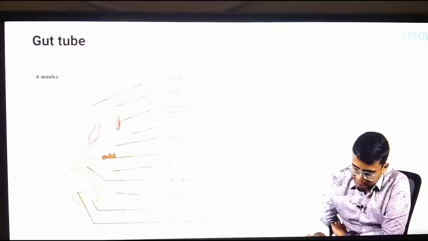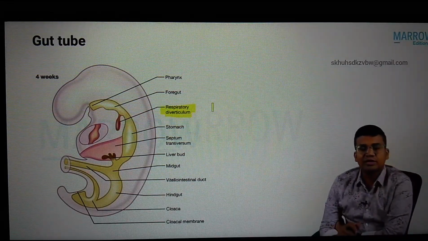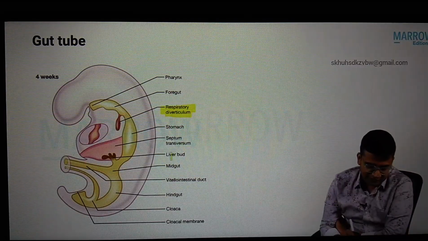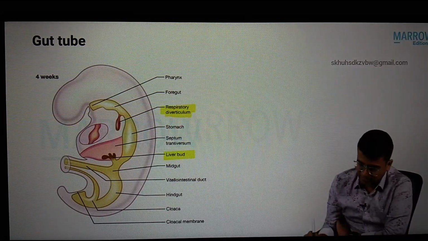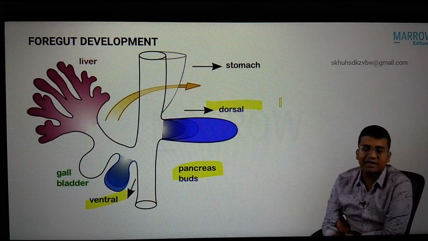So now we're going to start discussion about the foregut development. I told you already in the foregut, one diverticulum will develop, and that is our respiratory diverticulum. Now, apart from the respiratory diverticulum, in the foregut tube we also have the liver bud and a few more buds, the pancreatic bud, ventral and dorsal pancreatic bud.